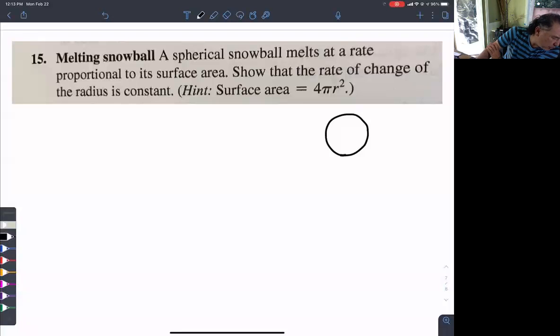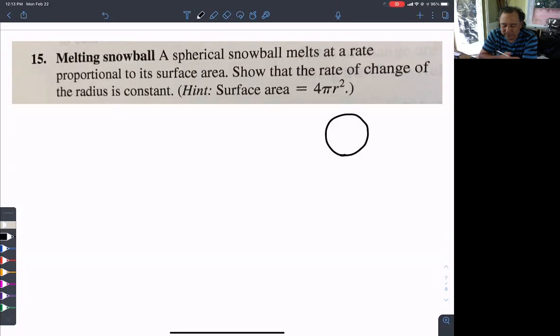So this is 3.11, number 15, related rates. And this one's hard because it's hard out of the question to see what they're really asking you. A spherical snowball melts at a rate. So you have a derivative. When a snowball's melting, what's changing?